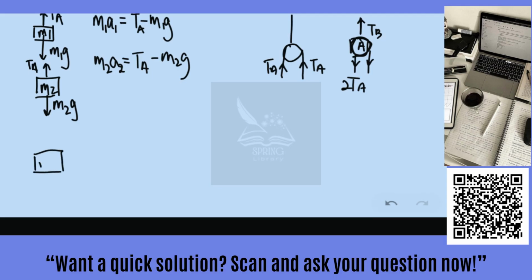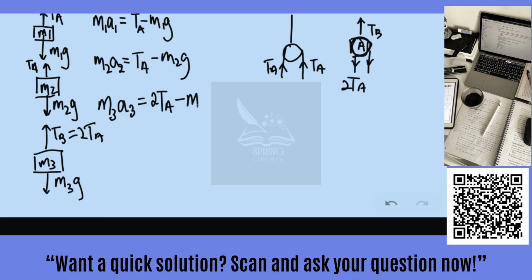So M3 experiences TB, which is also equals to 2 times of TA, and the downward force from gravity. So the net acceleration for mass 3 will be equals to 2 times of TA minus m3g.